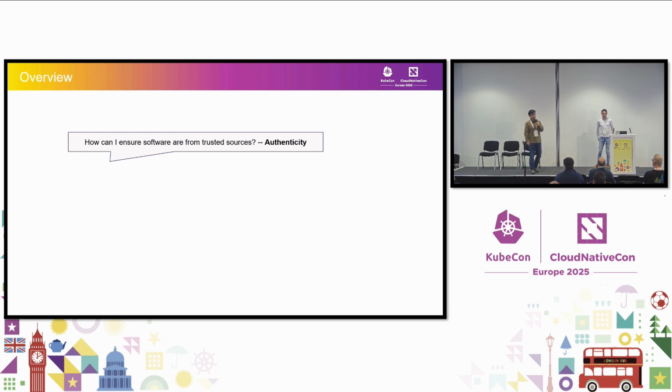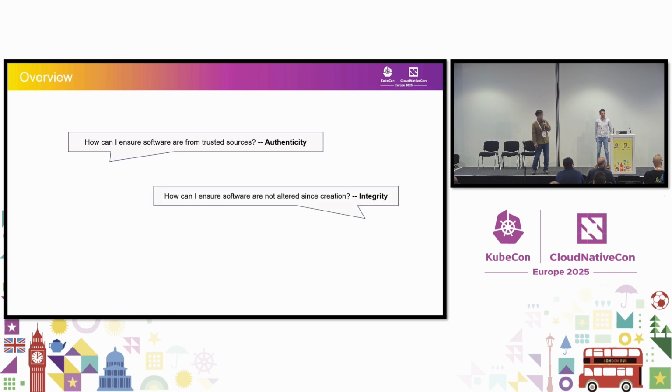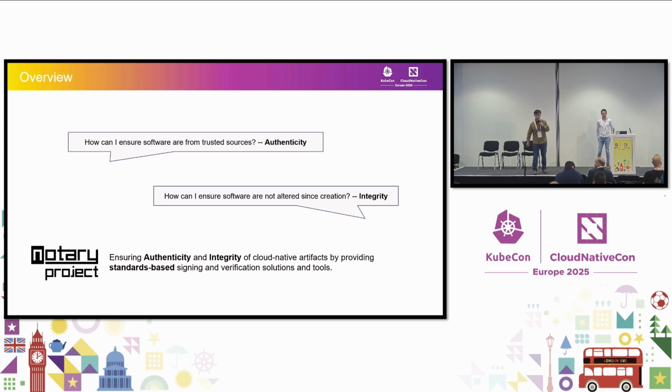Notary Project mainly answers two questions. The first one is, how can I trust the container images or other artifacts I use? How do I know they are from a trusted source? This is about authenticity. Another question is, how can I make sure those artifacts are not modified by malicious users during publishing or distribution? This is more about integrity. So our mission is to ensure the authenticity and integrity of cloud-native artifacts by providing standard-based solutions and tools.